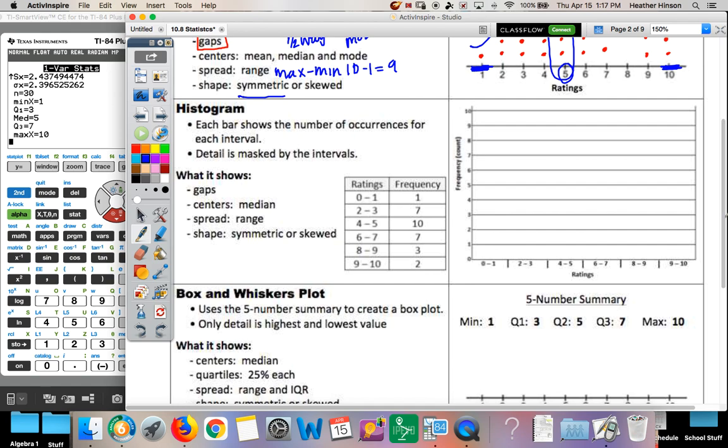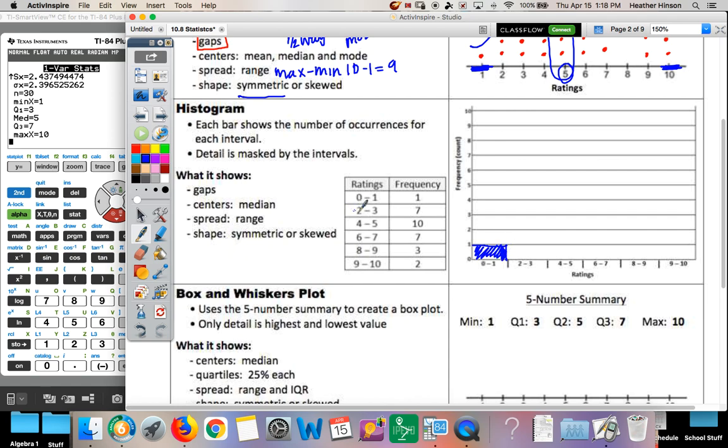A histogram is just like a bar plot. So you'll have a lot of bars here. That'll tell you how much is in each section. To get that, they usually give us the frequency table. This is the frequency from the first page, those 30 numbers we had on the front. So each bar shows the number of occurrences for each interval. So between 0 and 1, we only had one number on the front page. So we only color in one box.